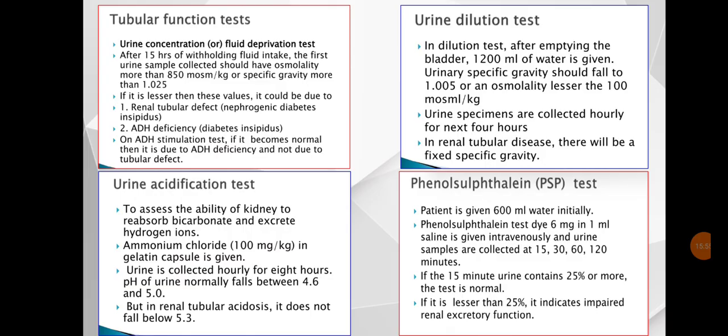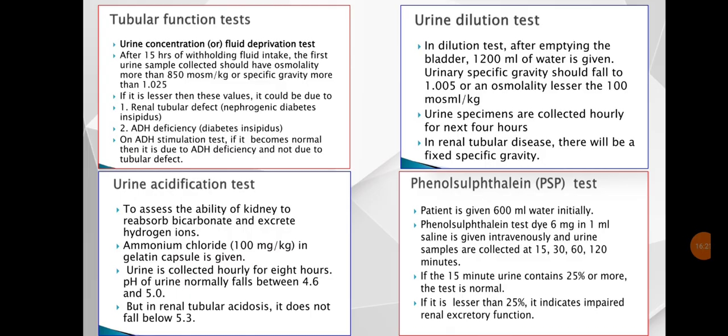Then the urine acidification test. We already said something about pH. Yes, the normal pH is 6. When it goes below 6, we can say our urine is acidic, so we need to measure it by the urine acidification test. With that we can know the pH of our urine.